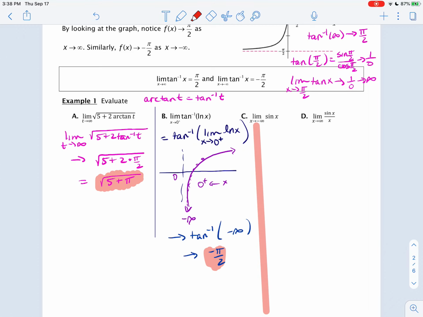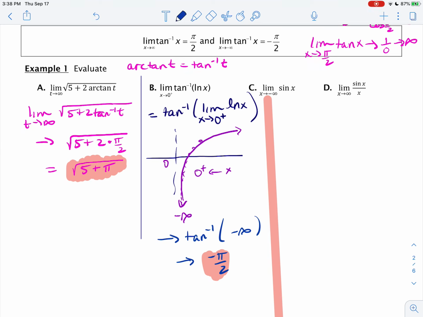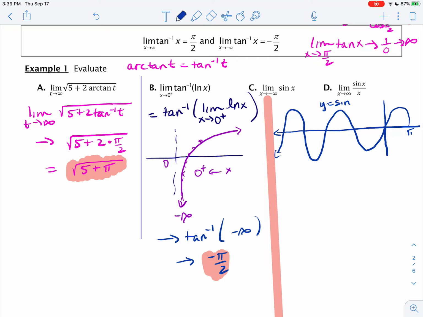Next up, in taking a look at the limit as x approaches negative infinity of sine x, let's take a look at the sine function. Remember that if this is pi, our sine function looks like this, and it's going to oscillate back and forth. This is our y equal to sine of x. And is it tending towards a finite number, or is it oscillating back and forth?